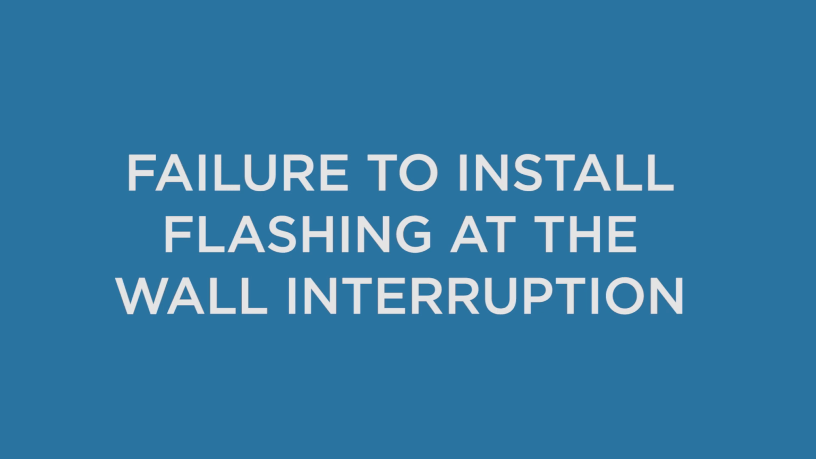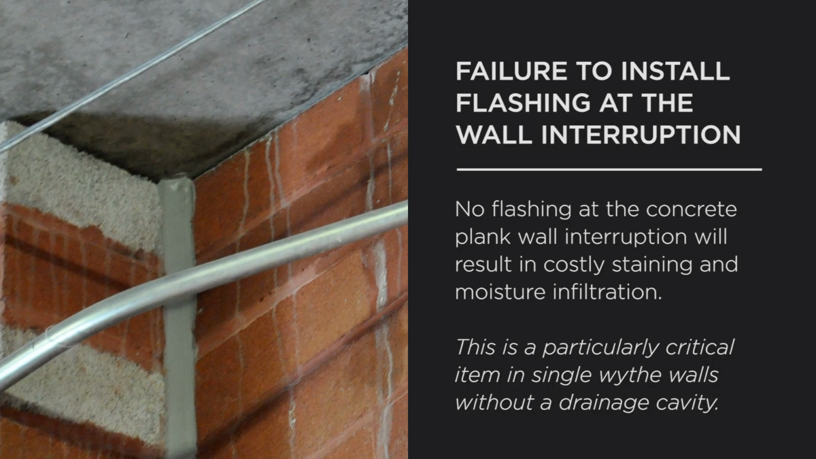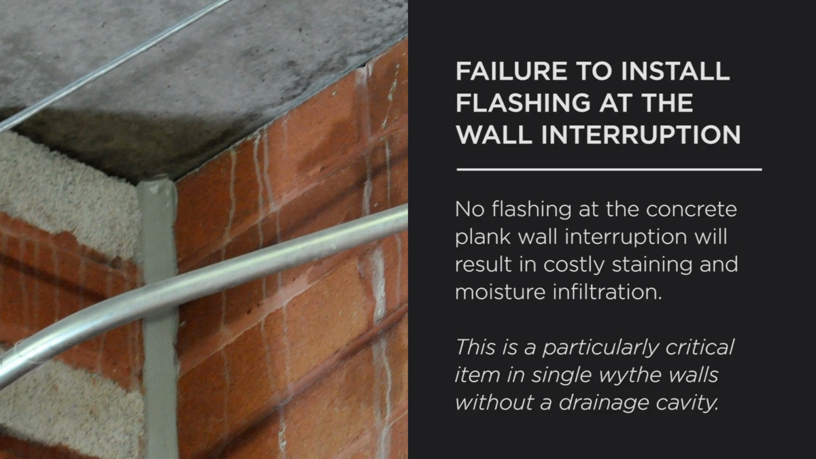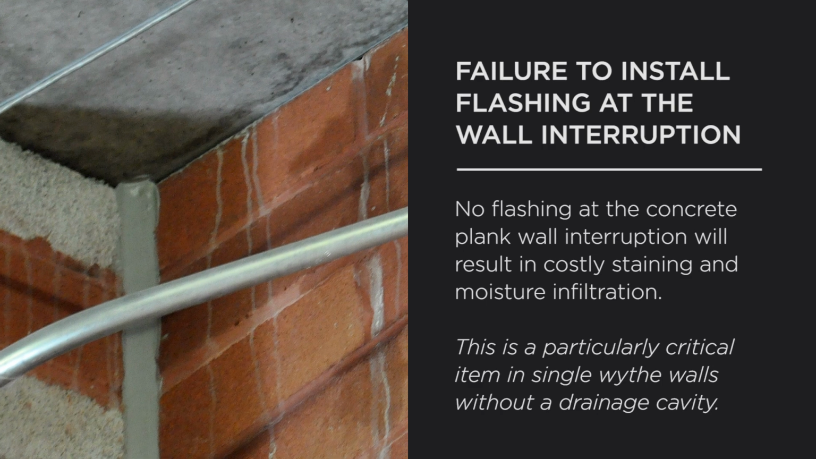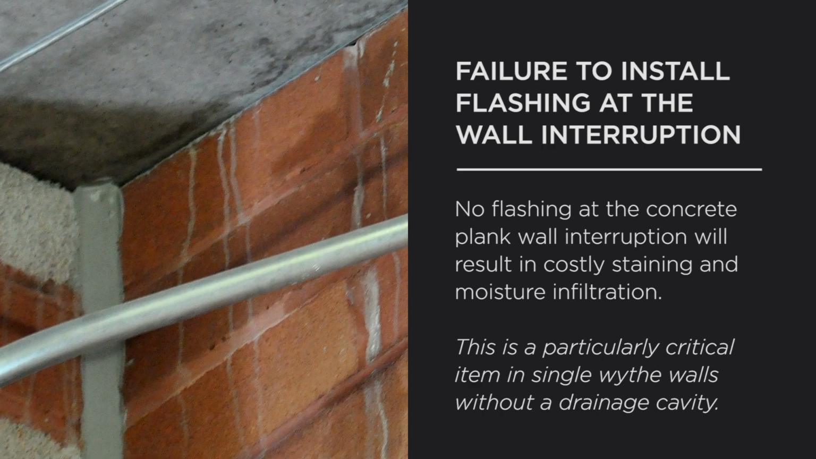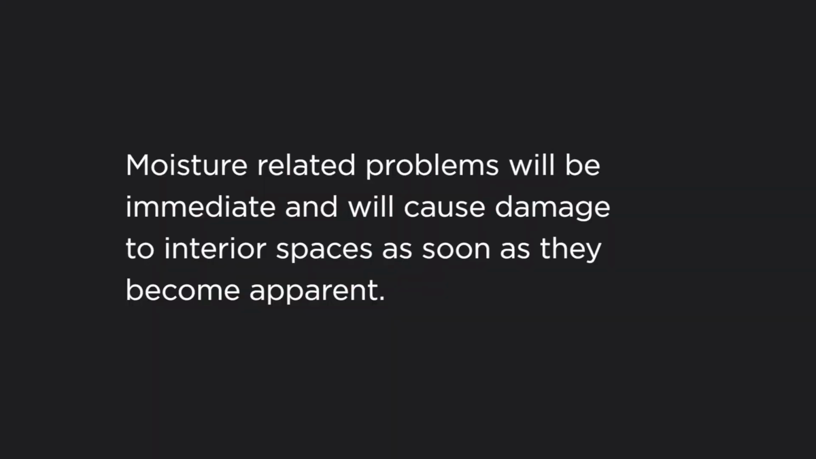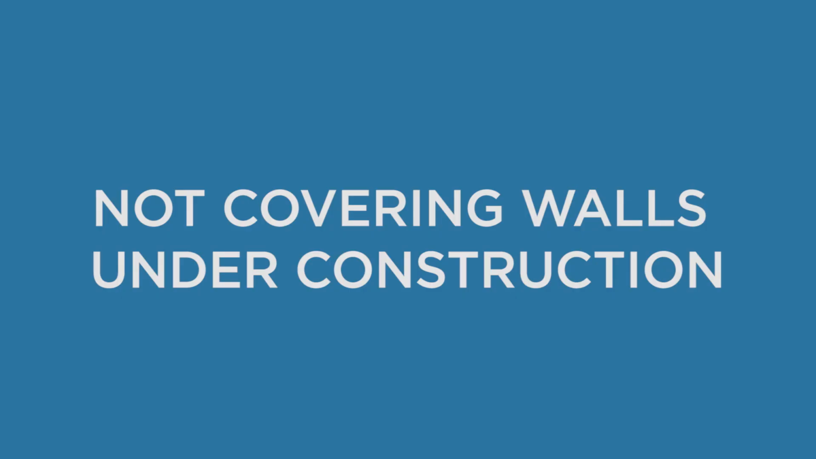Concrete planks are vertical interruptions of the wall. Failure to install flashing at the wall interruption of concrete plank will result in costly staining and moisture infiltration. This is a particularly critical item in single-width walls without a drainage cavity. Moisture-related problems will be immediate and will cause damage to interior spaces as soon as they become apparent.